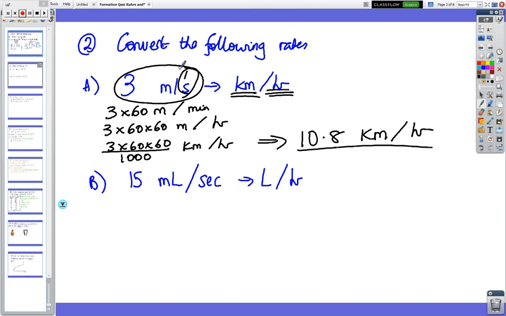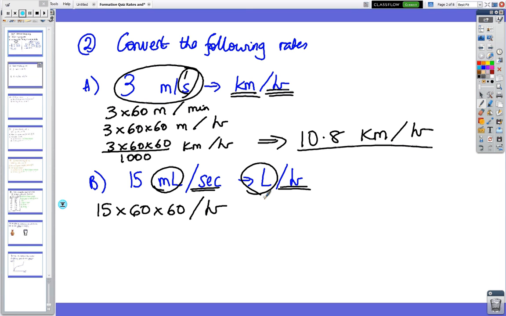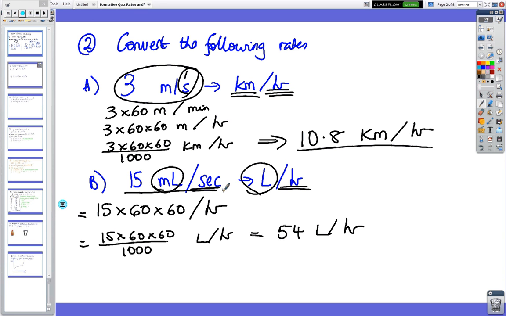Okay, let's see the next one. We've got seconds, and we've got to go to hours again. So 60 seconds times 60 minutes, and now I'm in hours. And then millilitres to litres is divided by 1,000 again. Now I'm in litres per hour, and that answer, 360 times 15, is 54 litres per hour. So if your tap is dripping at 15 millilitres per second, it's 54 litres per hour. Okay, come across when you're ready.